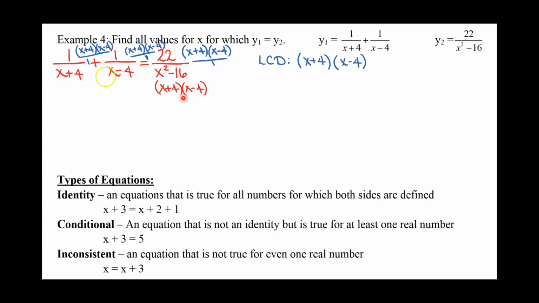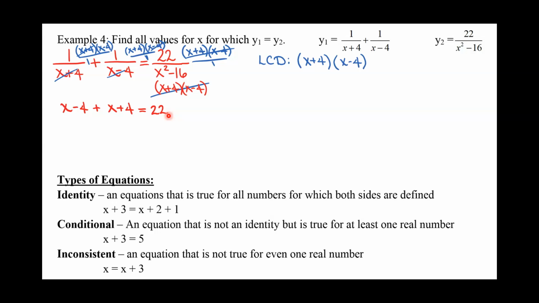So if you look at this first term right here, you can see the x plus 4's drop out, and that just leaves us with x minus 4. If you look at this second term right here, you can see the x minus 4's drop out, and that leaves us with 1 times x plus 4. And then in this last term, you can see that the entire denominator and the entire numerator drop out, and that just leaves us with the 22.